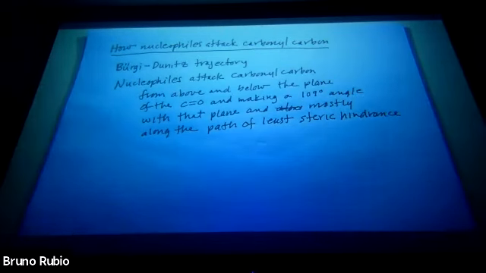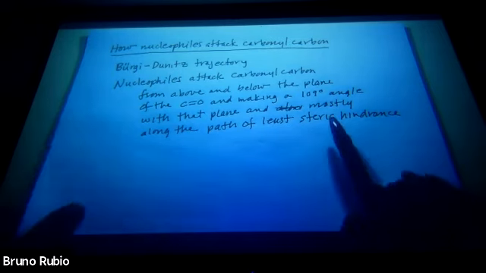Okay, so that's a lot. This Bürgi-Dunitz trajectory, that's a whole lot of stuff to digest, especially in this format. So let's explain with a picture exactly what this Bürgi-Dunitz trajectory is all about.